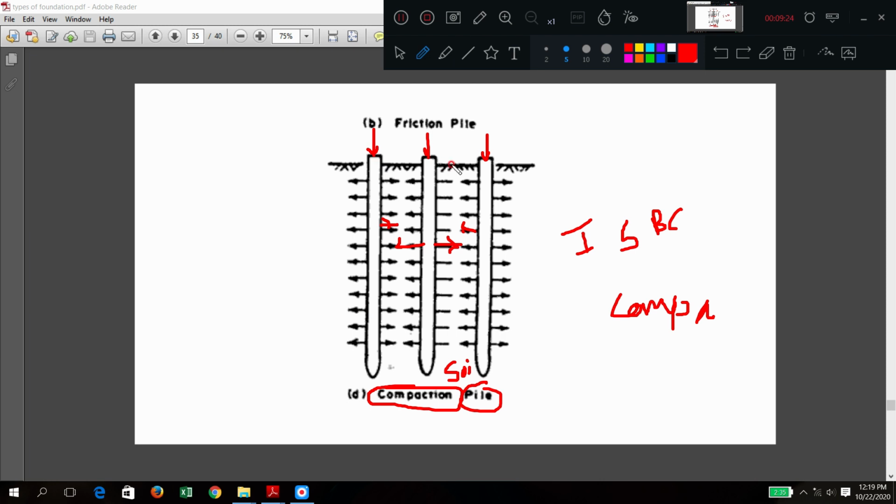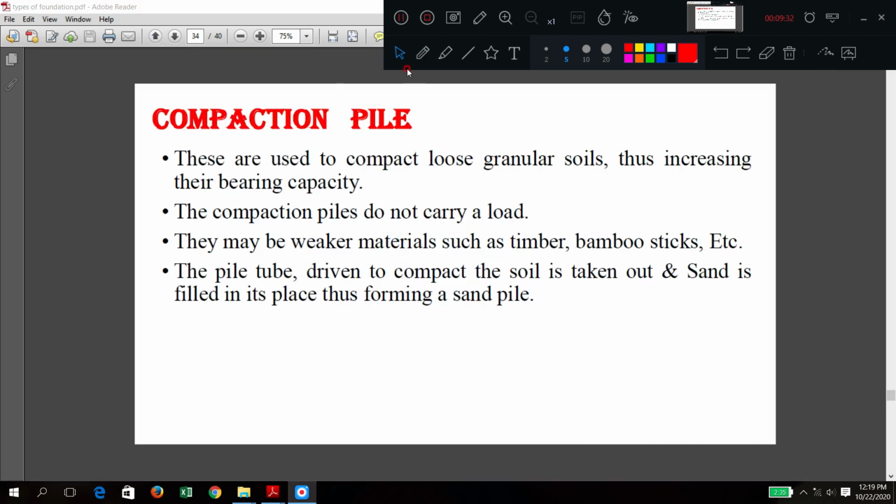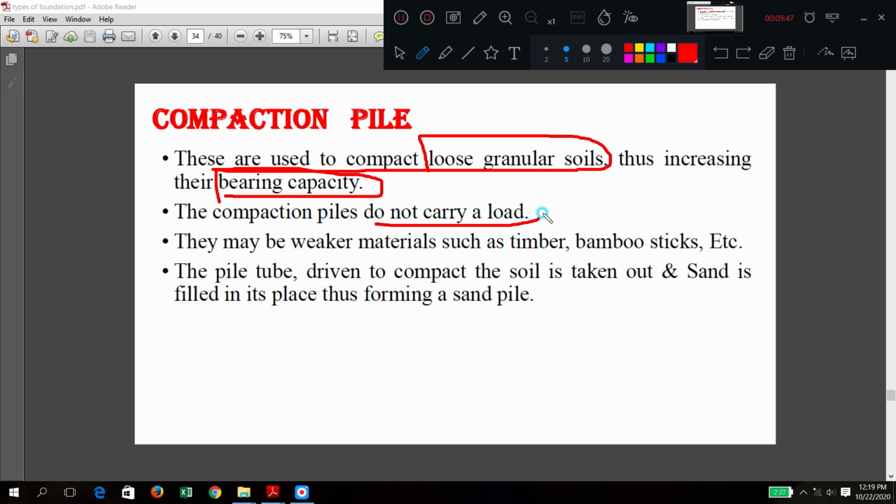Okay, so to make this soil compact, the piles should be at closer intervals. If you see this one, what is written here? These are used to compact the loose granular soil, thus increasing their bearing capacity. The compaction piles do not carry the load. This is very important. Compaction piles do not carry the load. These may be weaker material made up of timber, also bamboo also. The piles can be made up of timber and bamboo because they don't carry the load. They are just here to compact the soil.